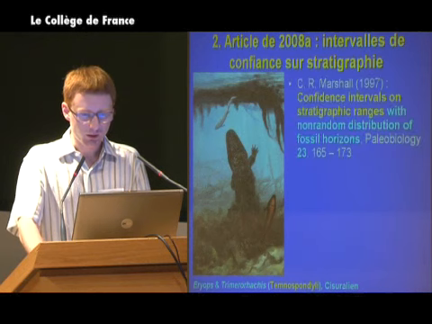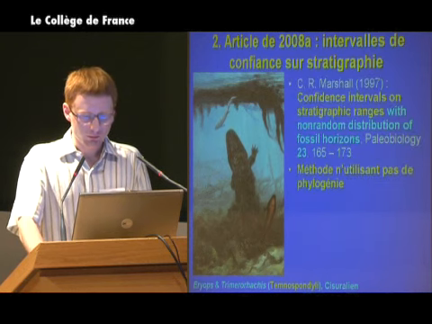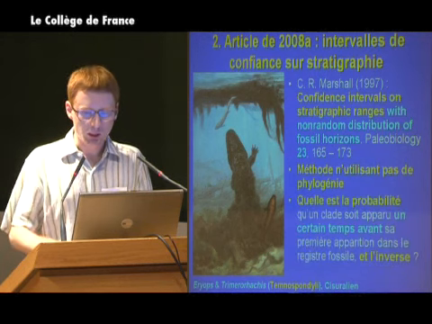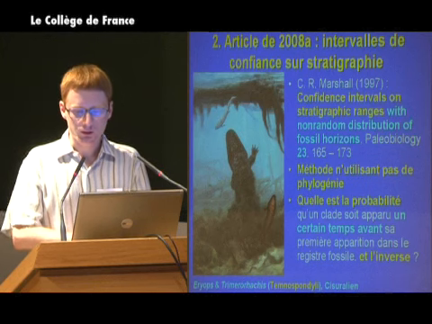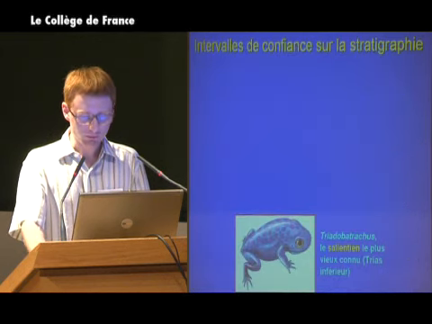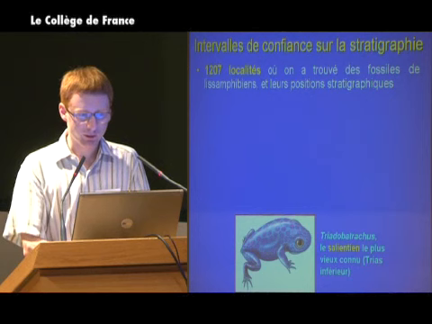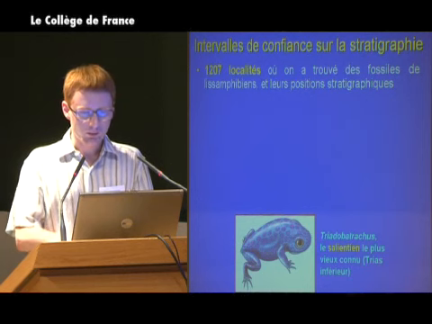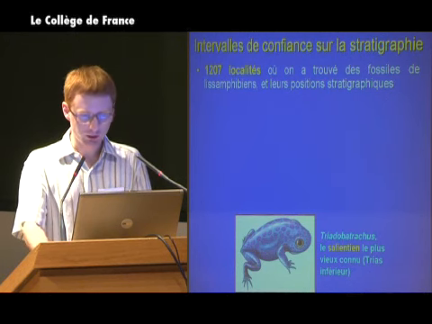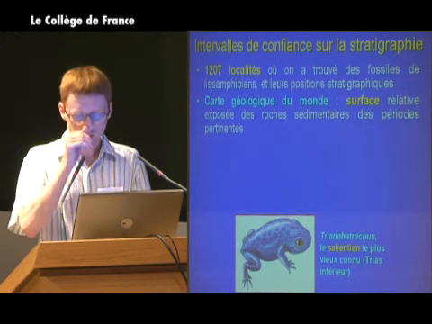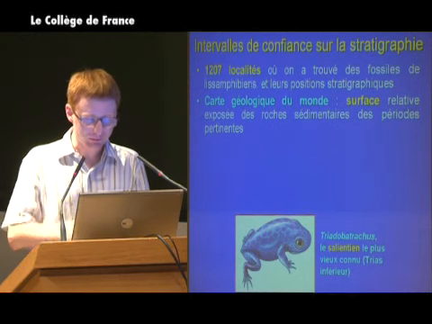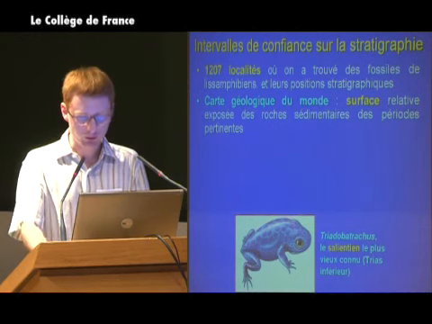The second paper is based on this publication. This is a method that does not use phylogeny and answers the double question of how probable it is that the clade appeared how long before its first appearance in the fossil record. We fed into this method a list of 1,207 localities which have yielded lissamphibian fossils and the stratigraphic positions of those localities. We scanned in the geological map of the world to get the relative surface of the sedimentary rocks of the relevant periods.